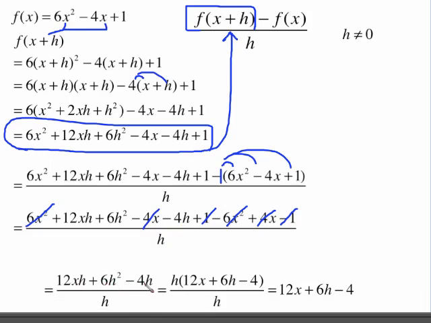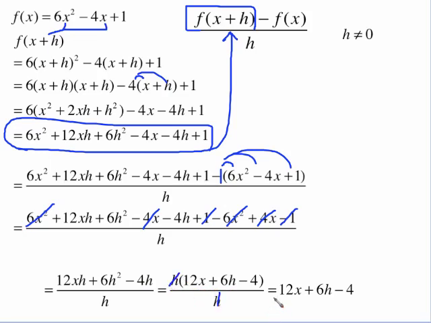There is an h in all three places, so I factored out an h. And then I can cancel my h. And this right here is our expression for the difference quotient for this original function right here.